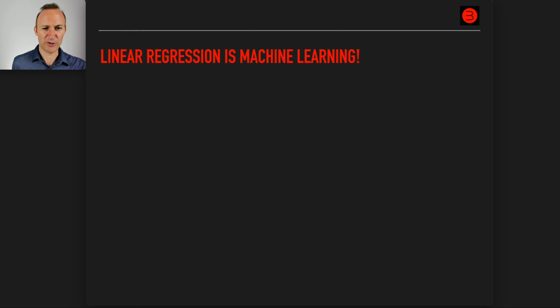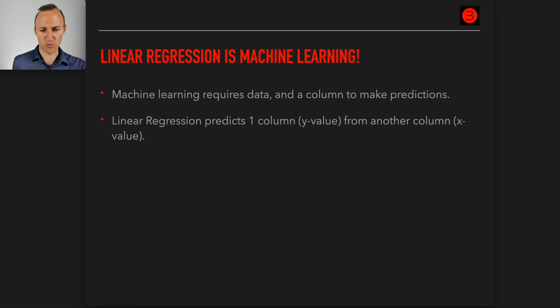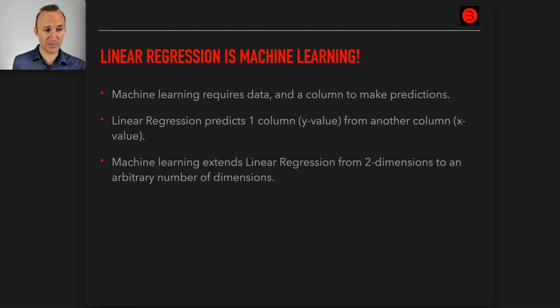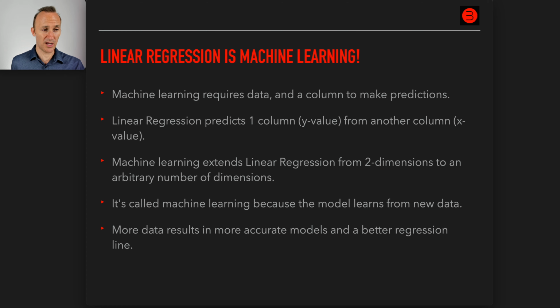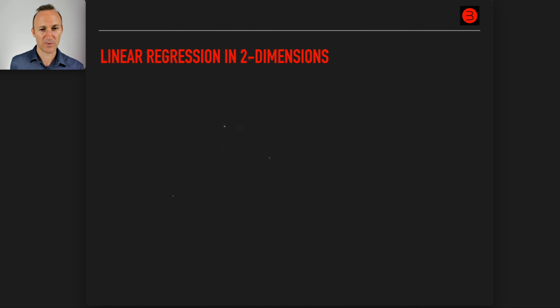So linear regression is machine learning. Machine learning requires data and a column to make predictions. Linear regression predicts one column, the y value, from another column, the x value. That's in 2 dimensions. Machine learning extends linear regression from 2 dimensions to an arbitrary number of dimensions. It's called machine learning because the model learns from new data. More data results in more accurate models and a better regression line.